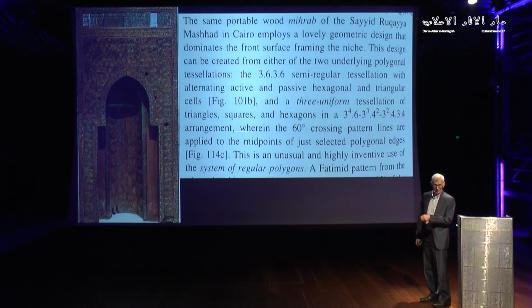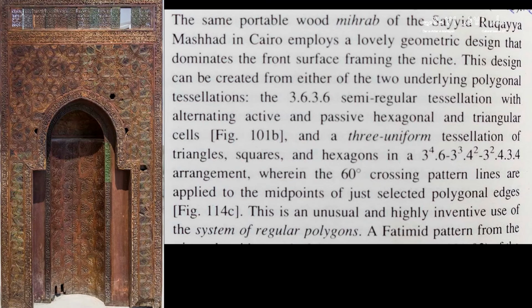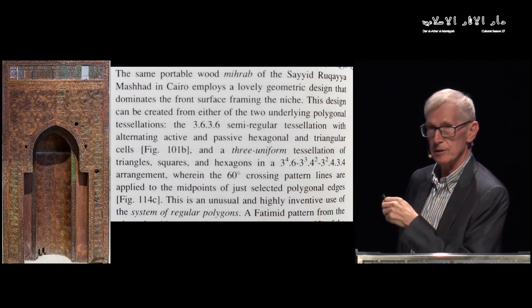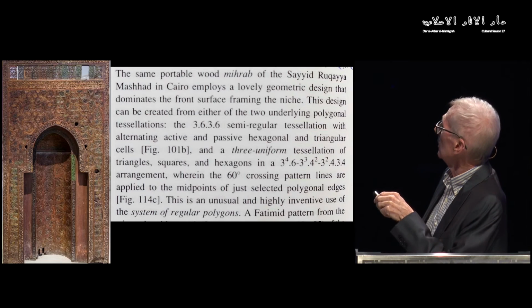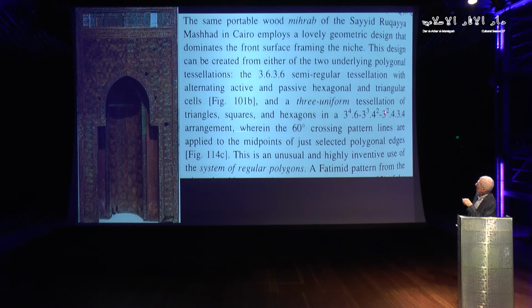And, well, in fact, this is just to give you an example of how complicated mathematical analysis of the tessellation can be. This is the one that I showed you at the beginning, where he's describing exactly how, in mathematical terms, one can define the pattern here. But it certainly is, as he says, an unusual and highly inventive use of the 6 pointed star and the polygons that we have been looking at up until now.